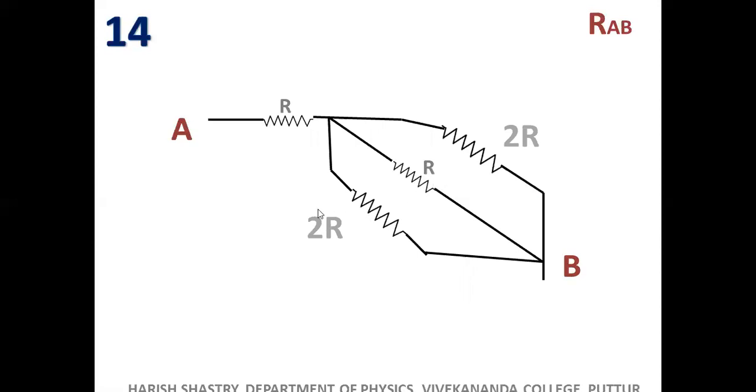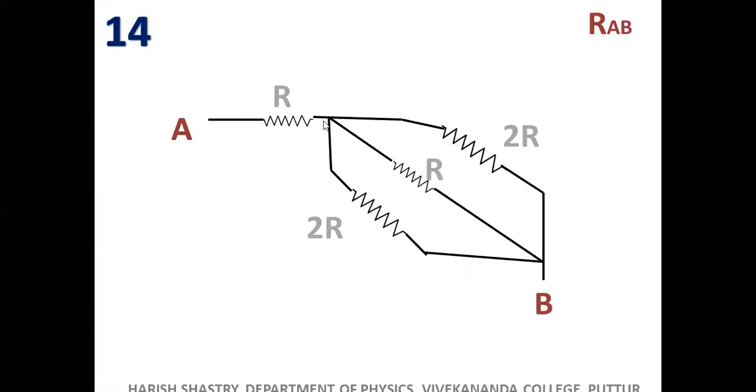Hope you have followed. You can do it one by one. You need not do all the 3 parallel at a time. Replace this one and this one first. They are in parallel. When n equal resistances are in parallel, you know it is R by n. So 2R parallel 2R is 2R by 2. That is R. That R should be in parallel with this. That is R by 2. So totally this is R parallel R, R by 2 plus R. So that's all.